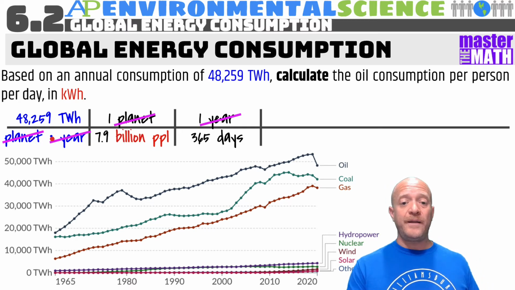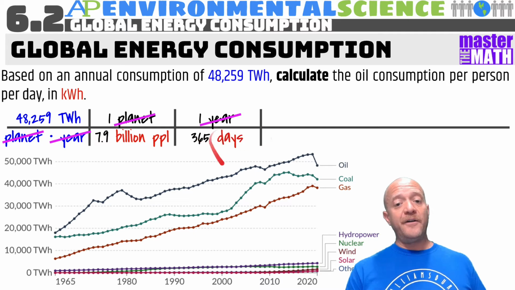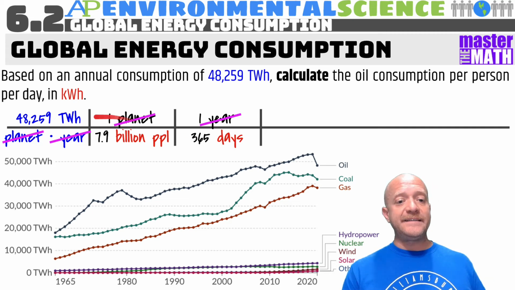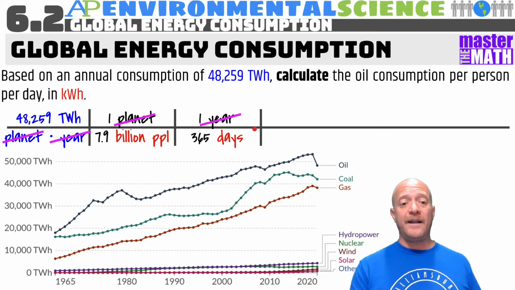So what I will do is 1 year is 365 days. If you notice, now I'm per person per day, and that's great. Now the next thing I want to do is get rid of this terawatt hours, and I want to figure out how to convert it to kilowatt hours.